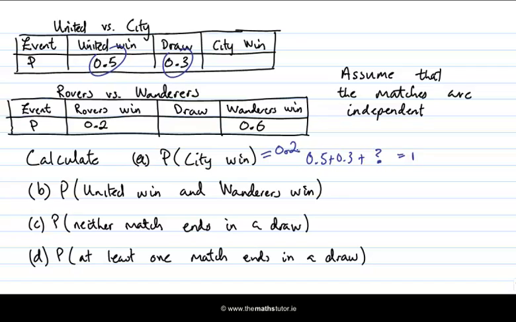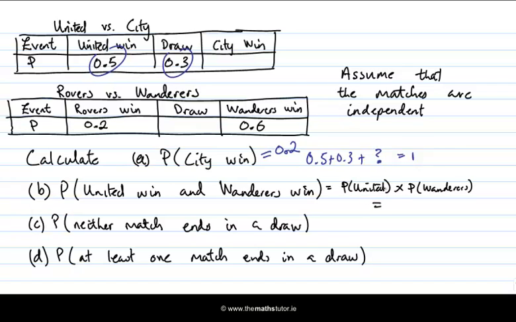Alright, what about part B? The probability of a United win and a Wanderers win. So here we're going to use the multiplication rule for independent events. What that tells us is that this is going to be the probability of a United win times the probability of a Wanderers win, because our assumption is that these matches are independent, that they're independent trials. So any event in the United City match is independent of any event in the Rovers Wanderers match.